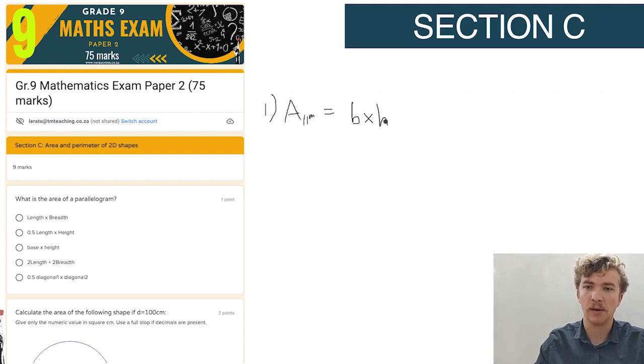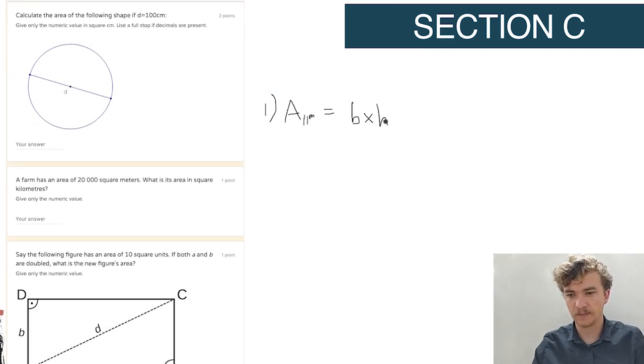Base times height. Okay, so this is just a formula that you should know, and it's just the base times the height. So it's the base times the height, and that's this option over here. Okay, next question.